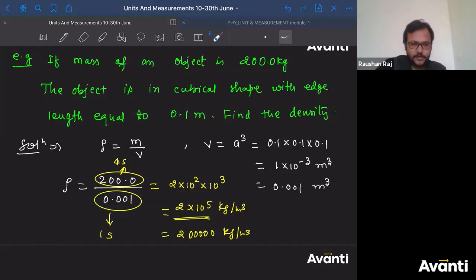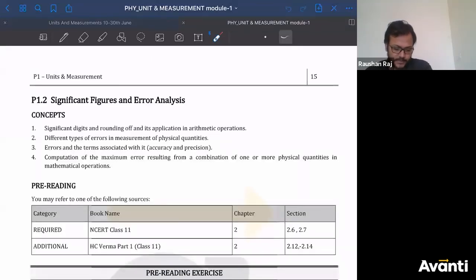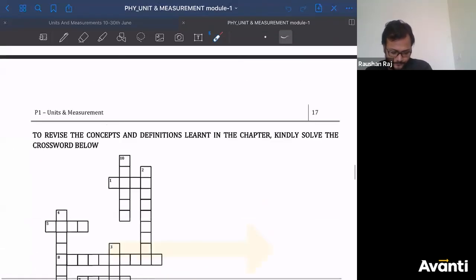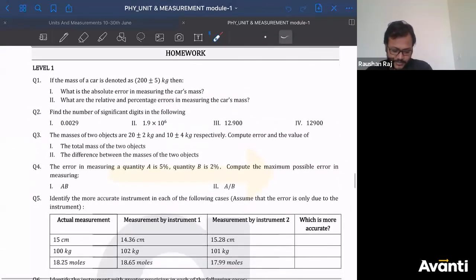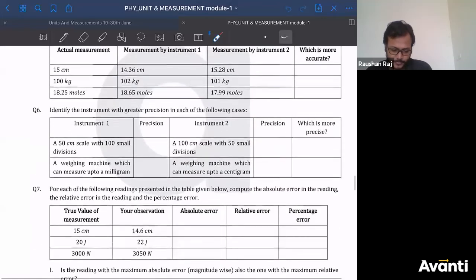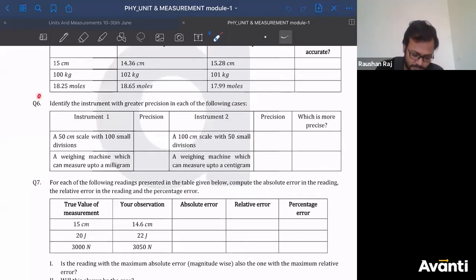Okay. Now let us solve some numericals from the module. Let me ask you, I know a few of you must have got some doubts. Okay, start with question number 6. How many of you have solved question number 6? Raise your hand. Raise your alien hand, blue hand. Raise your hand those who have solved or attempted question number 6.